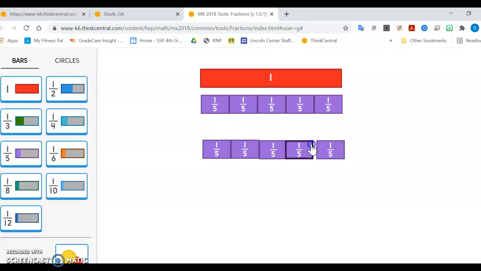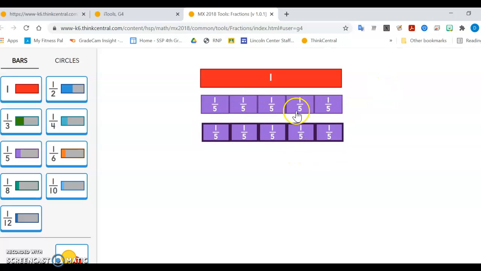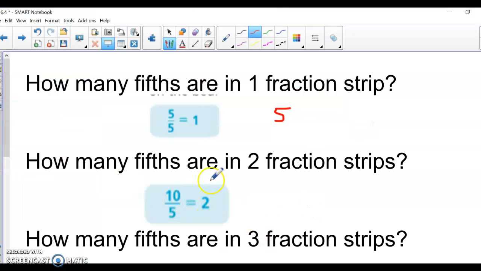You can do a little bit of work with patterns and what you're noticing. So now I have 2 fraction strips. I have 5 plus 5 more is 10. Right, so now how many fifths are there in 2 fraction strips? There are 10 fifths. We would write it like this.